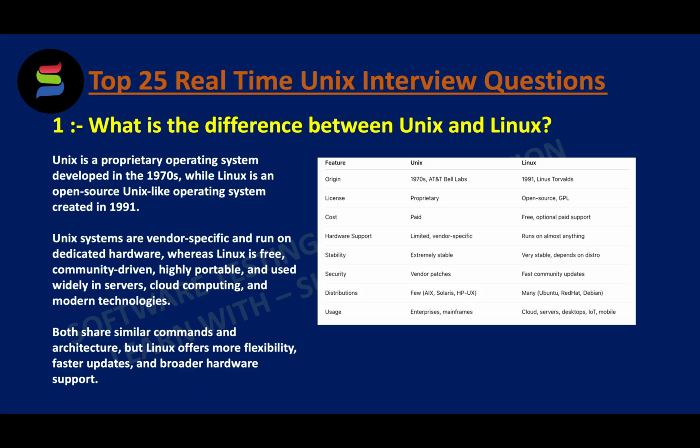Security. Both systems are secure, but the difference is in update speed. Unix updates depend on the vendor. Linux benefits from a global open source community, so security patches are released very quickly. User interface and commands. Unix was originally command line based with some GUIs added later. Linux supports both CLI and modern GUIs like GNOME and KDE. Most commands feel similar because Linux is Unix like.